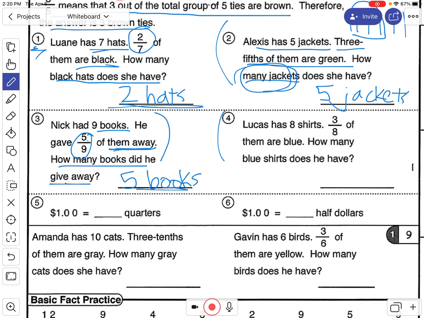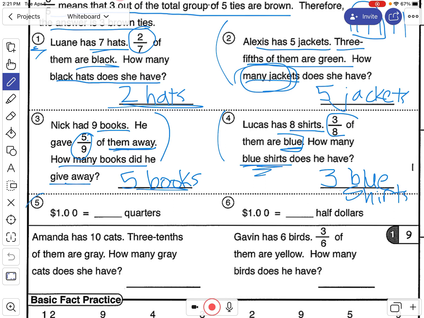Okay, pause the video and do number 4. Here we go. You should have already done it. Lucas has 8 shirts. 3/8 of them are blue. How many blue shirts does he have? You got to read it carefully. Blue shirts, blue. So that means that there are 3 blue shirts. 3 blue shirts. See how they run.